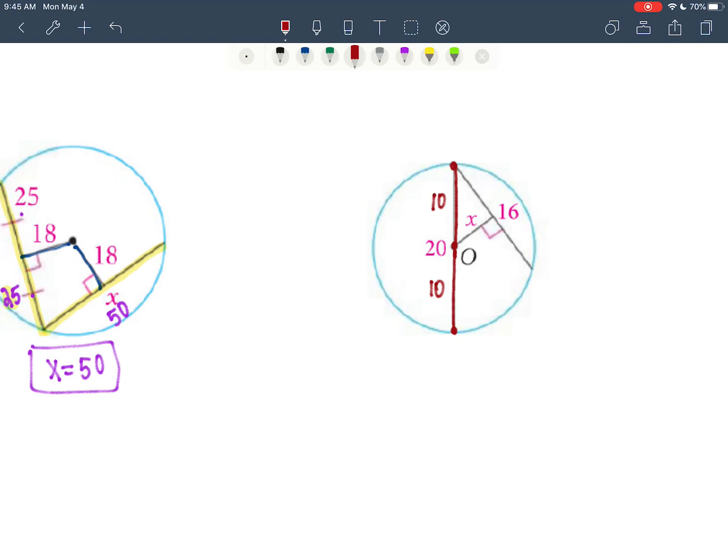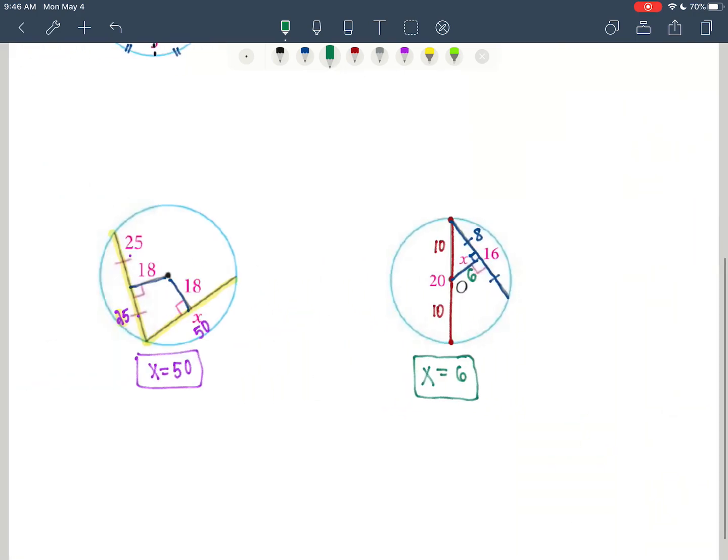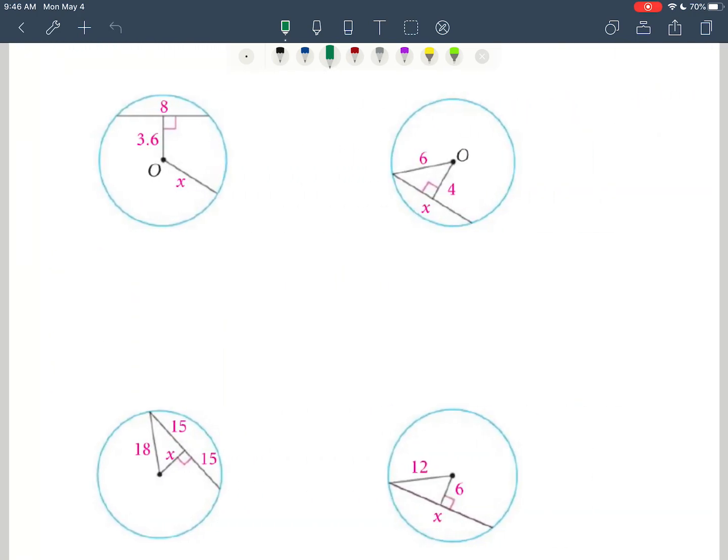And we need to find x, and we've got perpendicular right here. So when we've got that perpendicular, we've got the chord being bisected. So if the whole chord is 16, half of it is 8. We've got a right triangle here, and we have a 6, 8, 10. There's that Pythagorean triple again. X equals 6. The more you know those Pythagorean triples, the better off you're going to be. They love using those Pythagorean triples here.